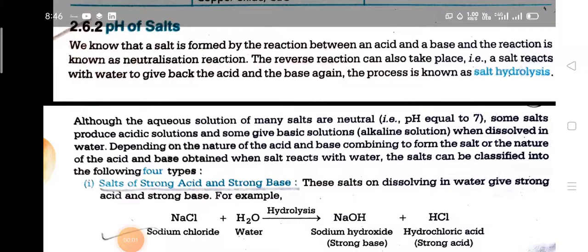Hello student, today we are talking about the pH of salts. So we know that a salt is formed by the reaction between acid and base. This reaction is called the neutralization reaction.